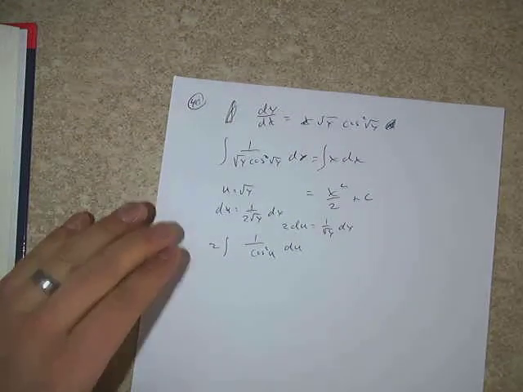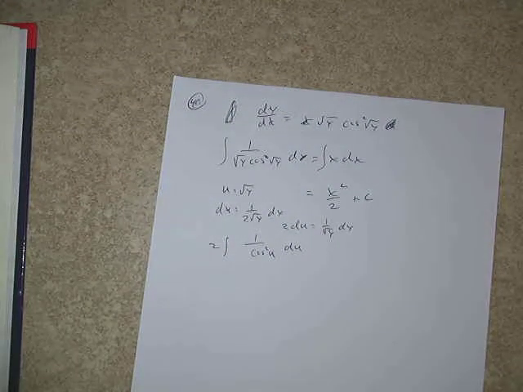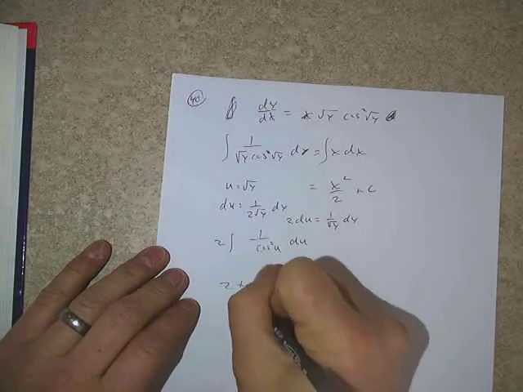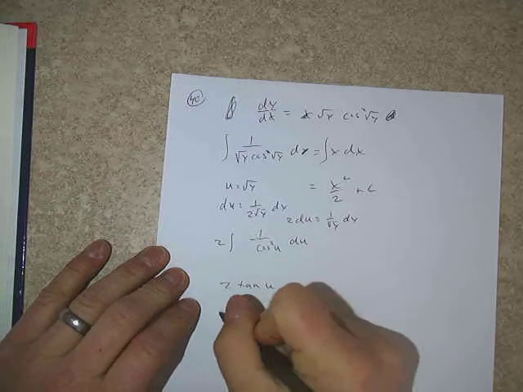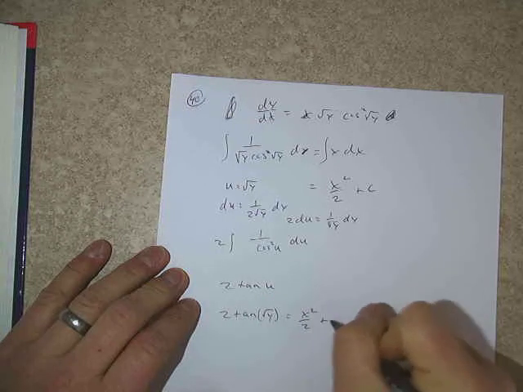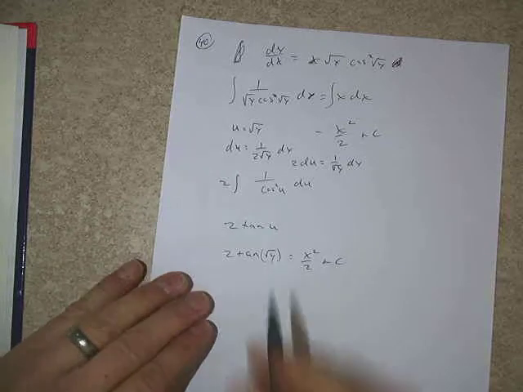Now, that's all well and good, but now we have 1 over cosine squared u. Is that a known derivative? Isn't that secant squared? Yeah. So is it a known derivative? Yeah. Its antiderivative is simply tangent, isn't it? So we'd have 2 tangent u on the left, which we'd translate back to 2 tangent of radical y. And now we'd have x squared over 2 plus c on the right. So this is where we'd be after we do the integration step.